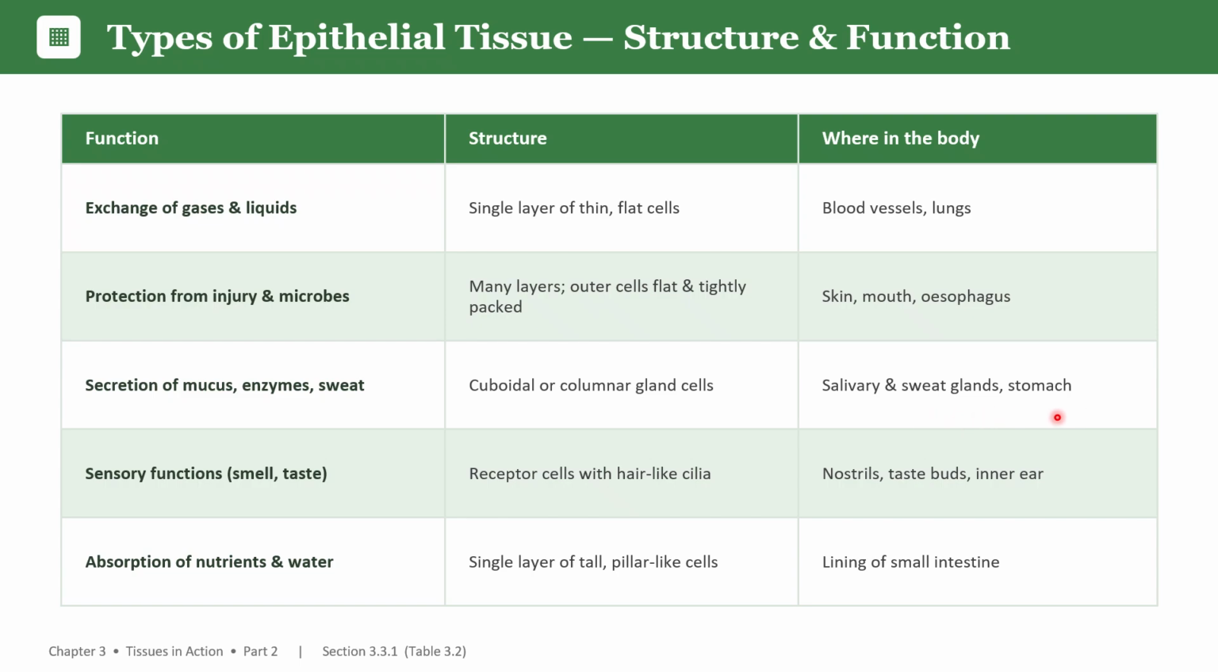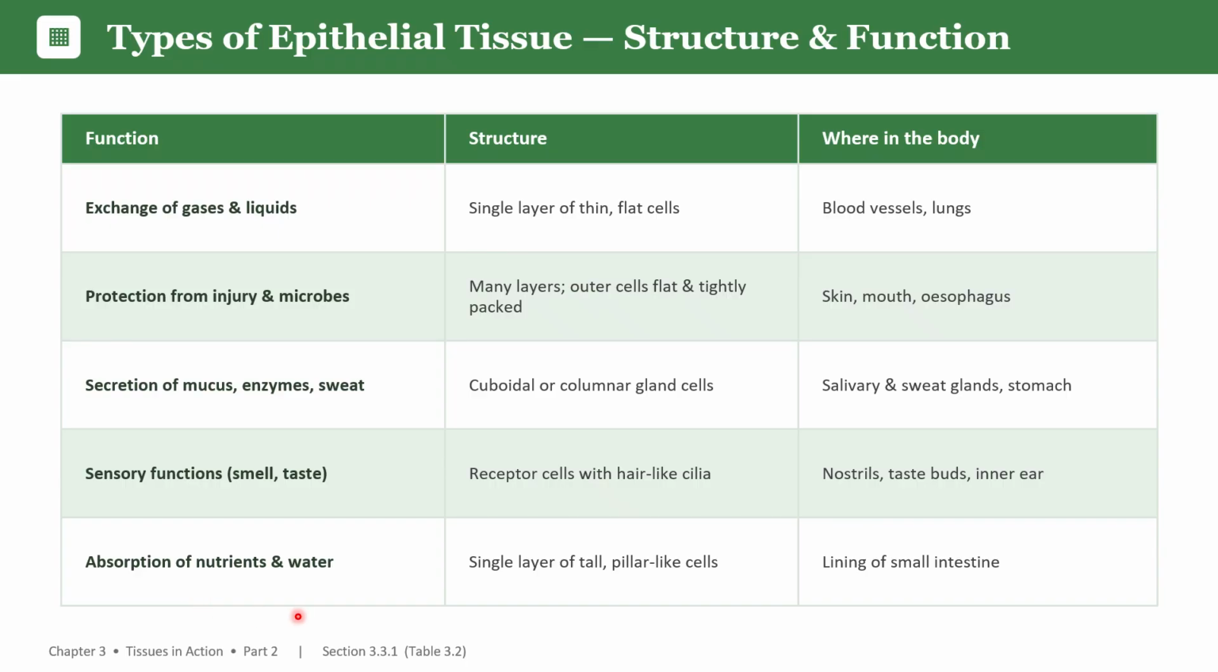So next is the sensory epithelium. It contains specialized receptor cells with tiny hair-like cilia. It helps in smell, taste, hearing, and balance, and it is found in the nose, taste buds, and also in the inner ear.